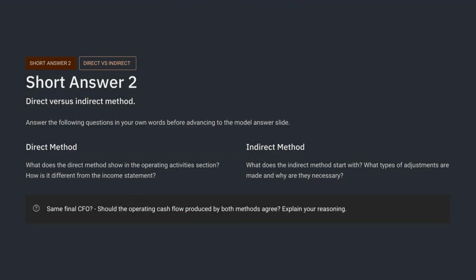Short answer 2 asks you to explain direct versus indirect method. In your own words, answer 3 parts. First, what does the direct method show in the operating activities section and how is it different from the income statement? Second, what does the indirect method start with and what types of adjustments are made? Third, should both methods produce the same final cash flow from operating activities, or CFO? Think through the mechanics and the result. This is a good place to practice an exam-style written answer. Short, clear, and logical. Do not write a textbook paragraph, write like a professional explaining the method to a reviewer.